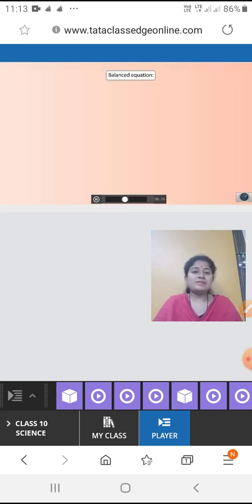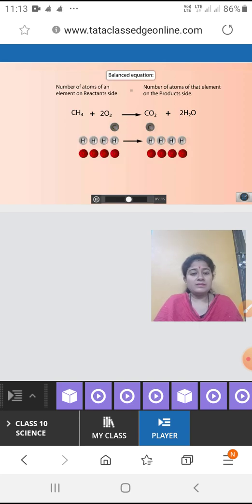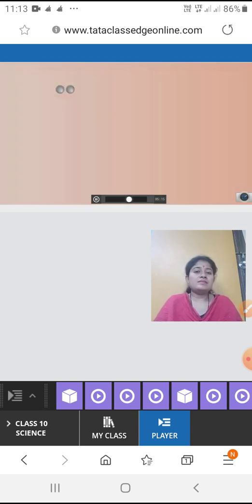Based on the law of conservation of mass, a balanced chemical equation is one in which the number of atoms in the reactants on the left is equal to the number of atoms in the products on the right. For example, when methane and oxygen react to form carbon dioxide and water, the equation must be balanced so that the number of carbon, hydrogen, and oxygen atoms is equal on both sides. We can use a simple step-by-step method to balance an equation.